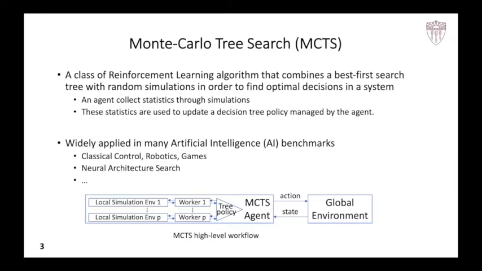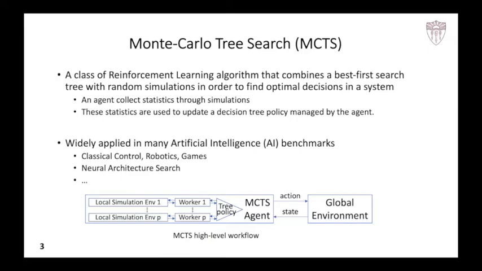To decide an action, the agent uses an internal policy model represented by an attributed decision tree. The tree is constructed by one or multiple workers that serve the agent. These workers interact with local simulation environments that mimic the behavior of the global environment, and they use the collected statistics to collaboratively construct the tree policy. The tree policy is composed of a set of nodes and edges.